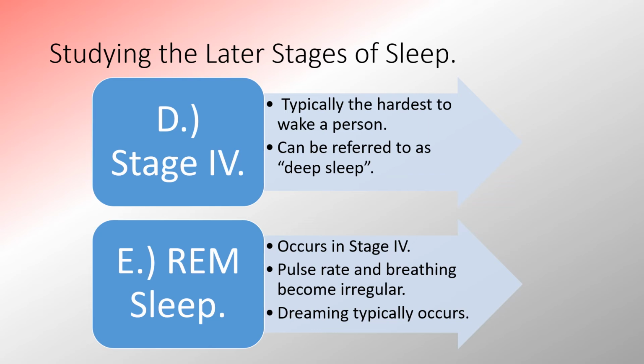Your pulse rate and breathing can become irregular, and this is when dreaming typically occurs. So dreaming typically occurs in stage 4, in the part of stage 4 known as REM sleep. Your face can twitch, and sometimes your muscles can feel paralyzed in REM sleep.